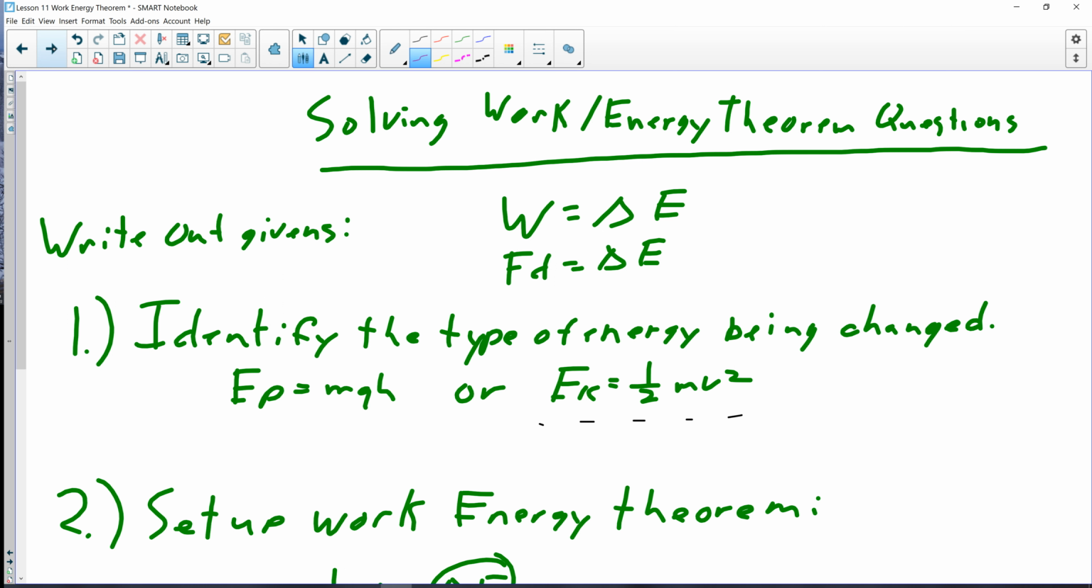So if you're solving any work energy theorem question, okay, first thing is, write out your givens, okay? Then identify the type of energy being changed. Is it potential or is it kinetic? Okay, how do you tell? You look for a change in height or a change in speed. Okay, if it's a change in height, it's potential. If it's a change in speed, it's kinetic.